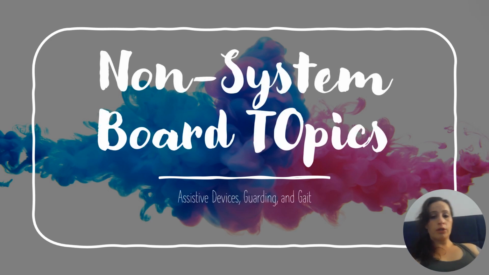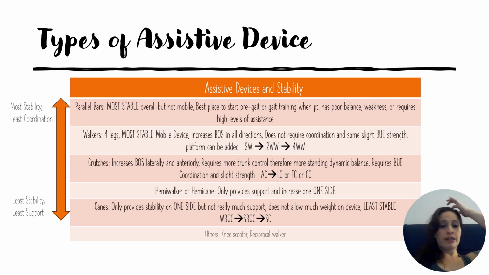Okay, so today I want to go into some non-system board topics, and I'm going to start with assistive devices, some principles on guarding, on usage, on fitting, as well as, of course, some board questions related to this, and then the gait patterns associated with the assistive devices.